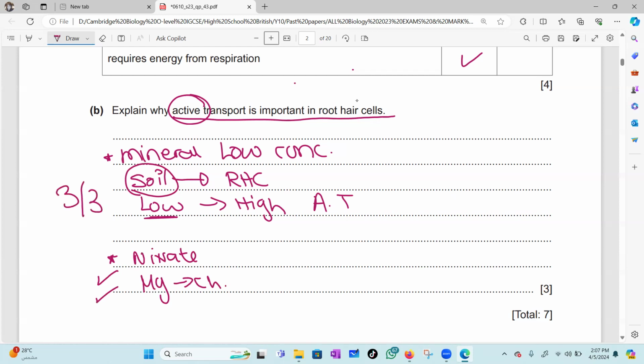What if you are asked to write an additional point, if this is out of 4 marks? Now, we said that outside the root hair cell, I have a low concentration of ions. Inside the root hair cell, I have a high concentration of ions. This is correct. And the ions will move from low to high. Can I translate that in terms of water potential? If I want to add an additional point?